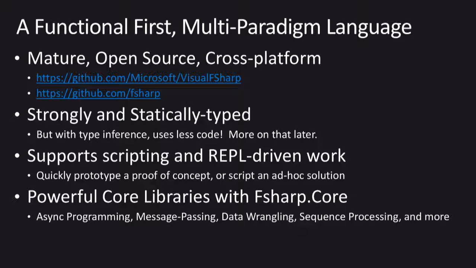And then there's also really powerful core libraries with FSharp.Core. This is sort of like a mini standard library that comes with the language. It's got async programming constructs, which predate async/await in C# and VB, by the way.